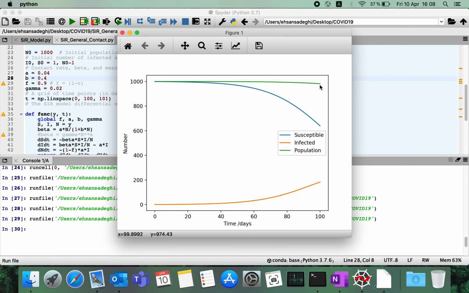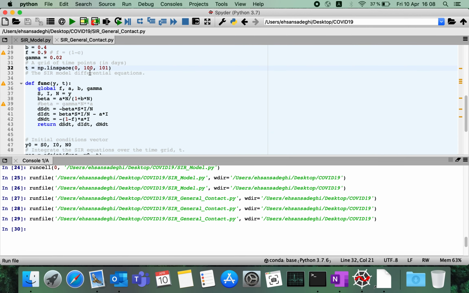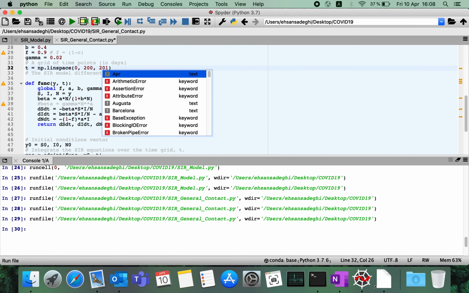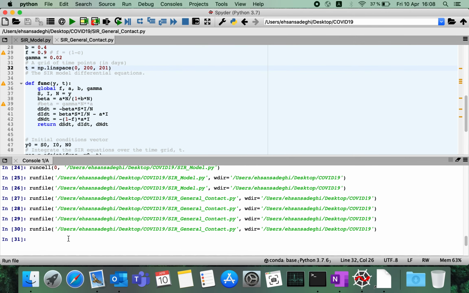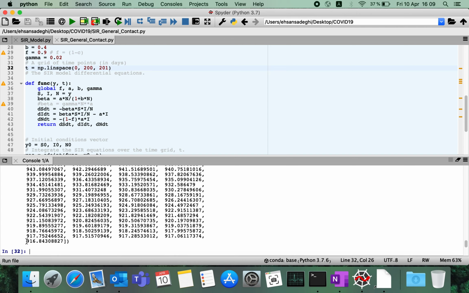And you see that the peak is reached a little bit later, and the number of people with infection decreases. Actually, I can increase the time to 200, here 201, to get the peak. So you see here, the peak is almost 240 on day 123, and for the mortality, our population N is 916. So almost 84 people have died from this disease.